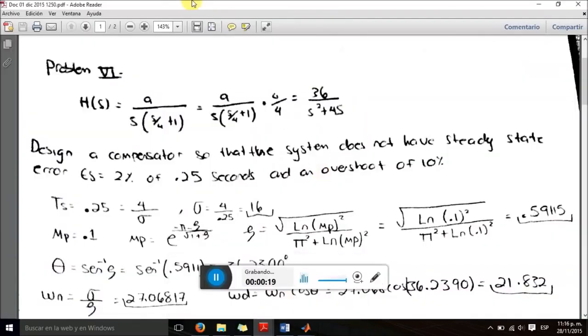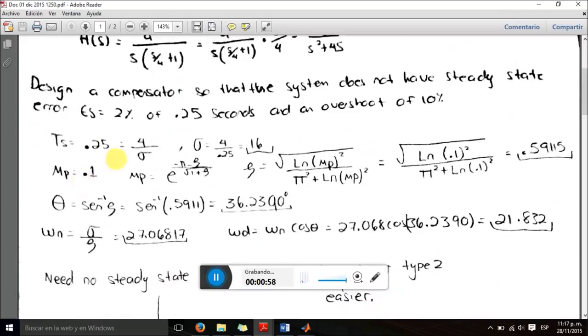Okay, for the first thing we need to know is that we have this transfer function, and we modify it in order to eliminate this factor. So the transfer function is like this now. Then we were asked to design a compensator so that the system does not have a steady state error, and the stabilization time is 2% of 0.25 seconds, and we need to contemplate an overshoot of approximately 10%.